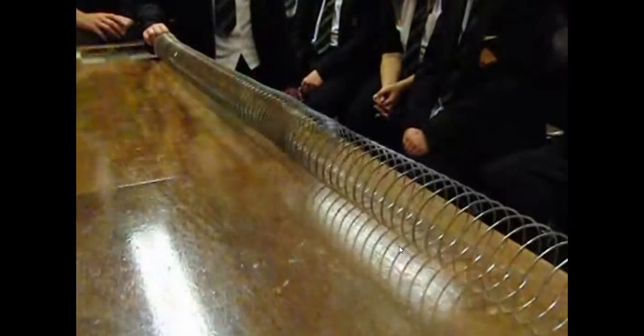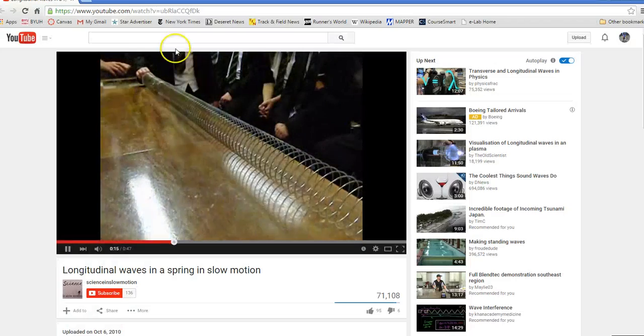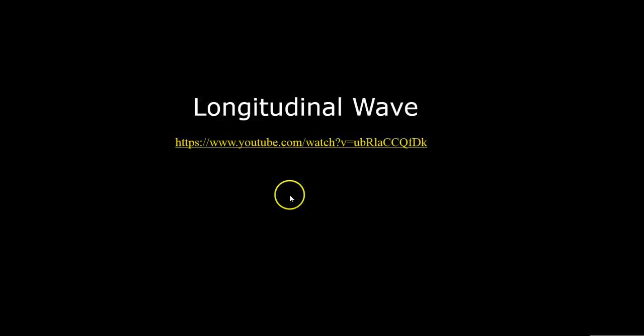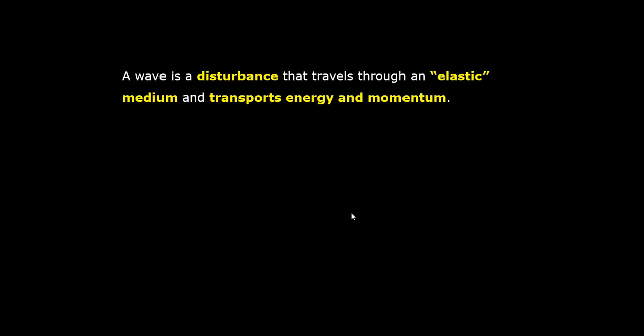All right, let's go back to the definition now. So here's the definition of a wave. A wave is a disturbance that travels through an elastic medium and transports energy and momentum. All right, so let's kind of dissect this. First of all, a wave is a disturbance.